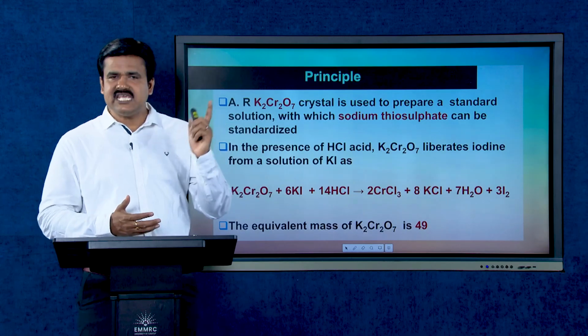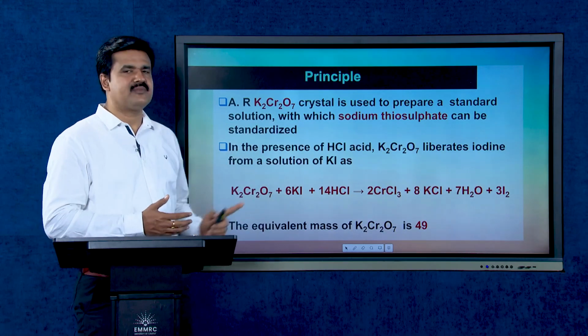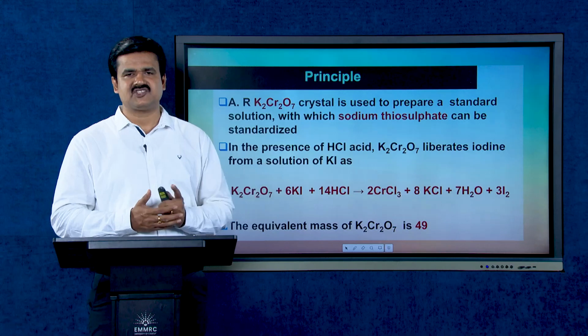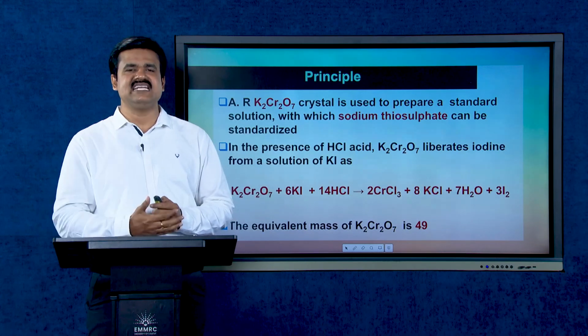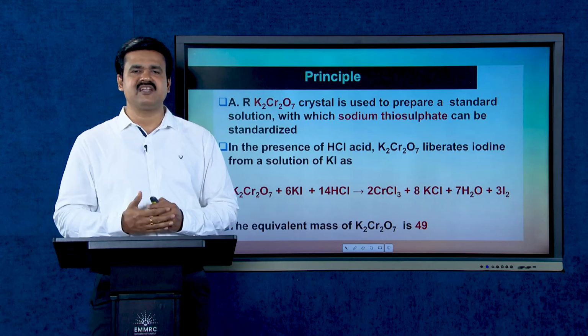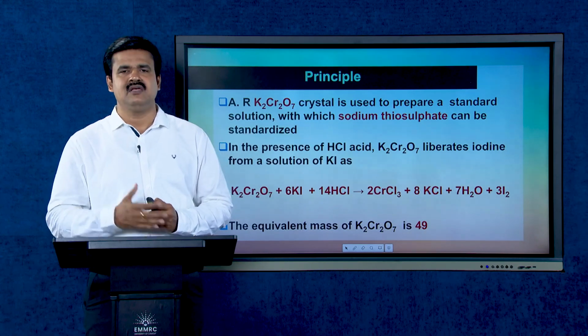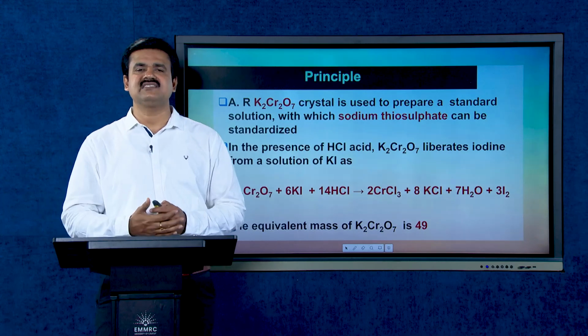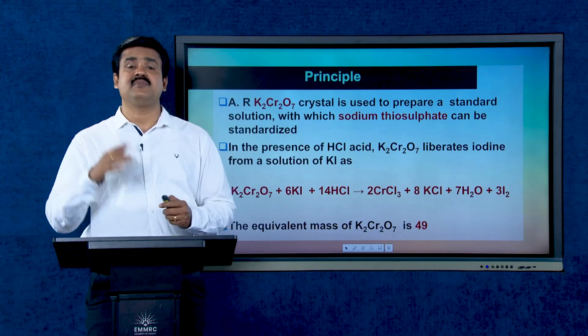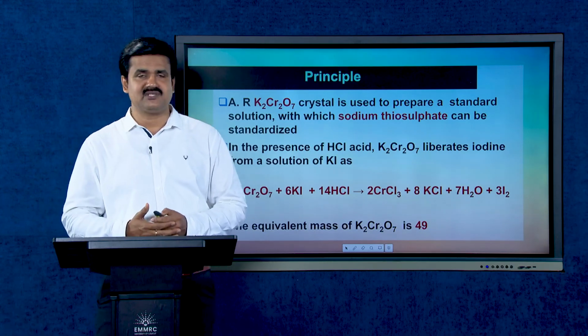Now, the equivalent mass of potassium dichromate, the oxidizing agent in this reaction, can be calculated as follows: the equivalent mass of an oxidizing agent is equal to molar mass divided by change in oxidation number. By that argument, it is possible to get the equivalent mass of potassium dichromate as 49. The calculation part we already learned in previous modules.